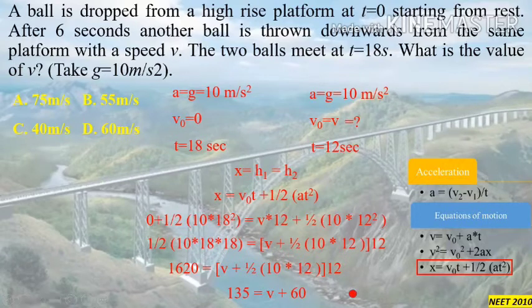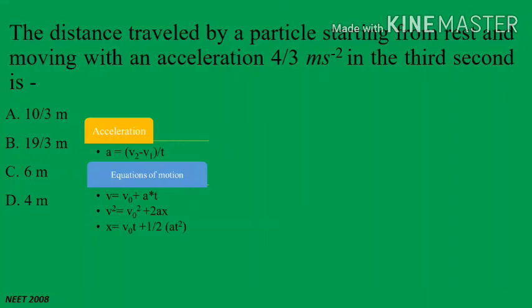The distance travelled by a particle starting from rest and moving with an acceleration 4 by 3 meter per second square in the third second is. By reading this statement, we can understand that we are interested to find out the distance traveled in third second only. Here we can see the animation for this.